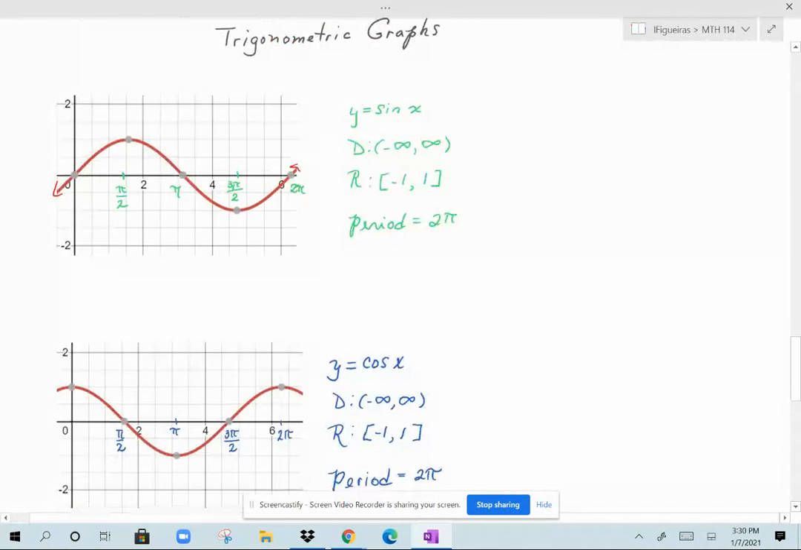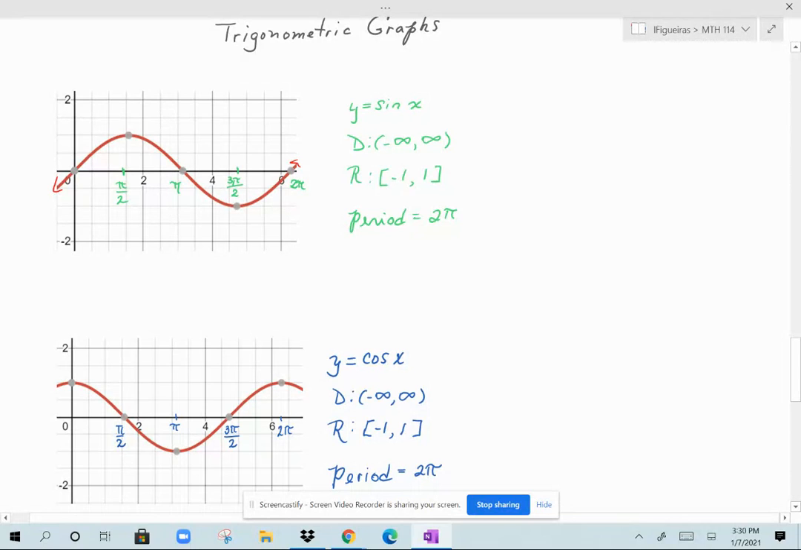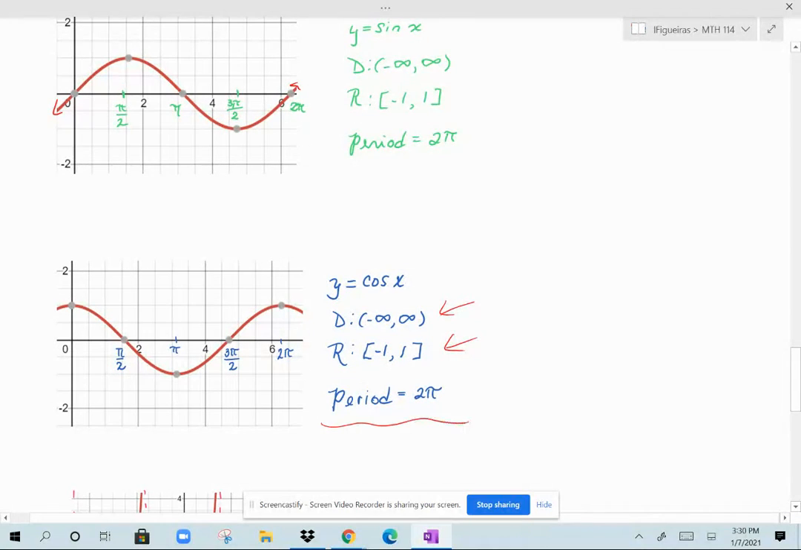So cosine is similar, except it's shifted by pi over 2 units. It still has a domain of all real numbers. Its range is still from -1 to 1. Its period is still 2 pi units. But this time when you're at 0, it starts at 1, and then at pi over 2, the cosine function is 0. At pi, cosine is -1. At 3 pi over 2, cosine is 0. And at 2 pi, we're back to 1. And that again goes on and on forever, oscillating up and down in that same wave fashion.